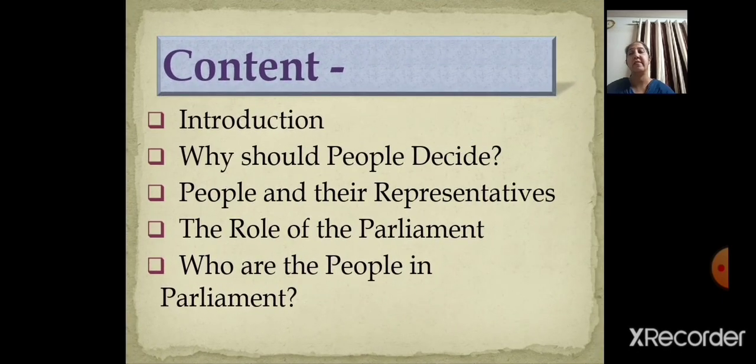In our first presentation, we have learnt about the introduction. Then we have learnt about the topic, why should people decide? And we have also seen people and their representatives. Now in today's session, we are going to learn the remaining two topics, that is the role of the parliament and who are the people in parliament.